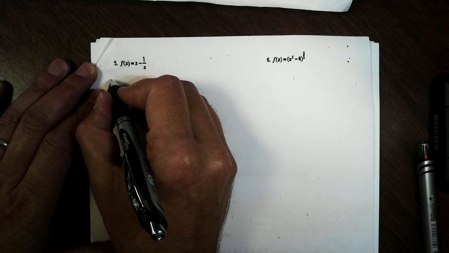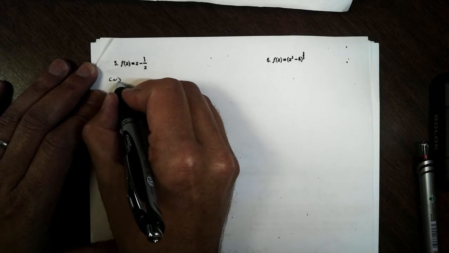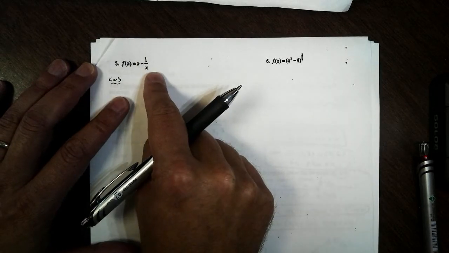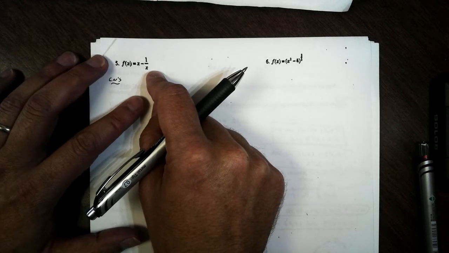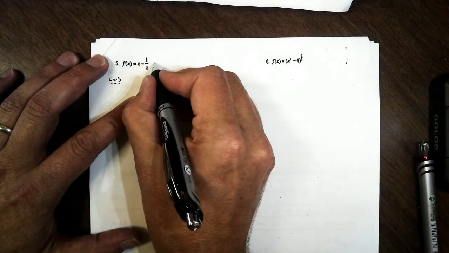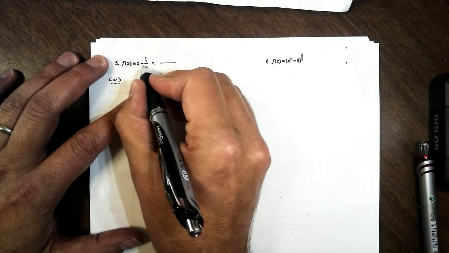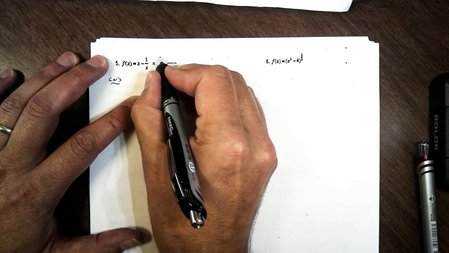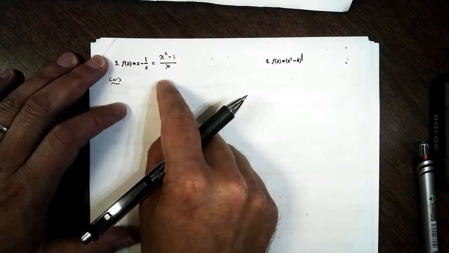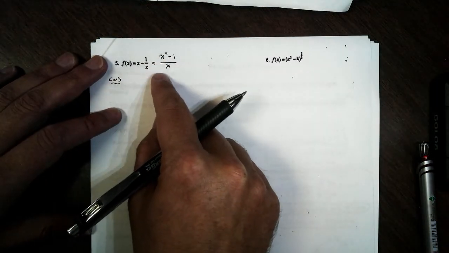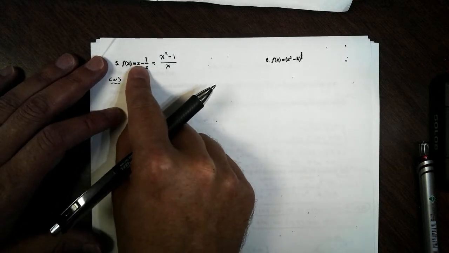So remember, we are looking for our critical numbers. And for a question like number 5, my recommendation is always write this as a single fraction if you can. And I'm going to go ahead and take care of that right now. My common denominator is x, and that's just going to give me x squared minus 1. And I'm going to take the derivative like this versus in this form right here.